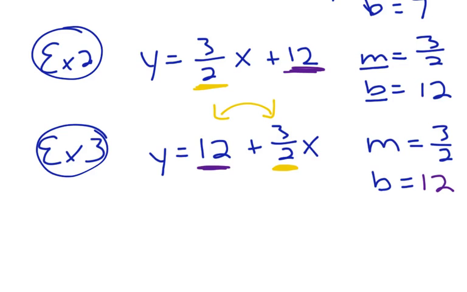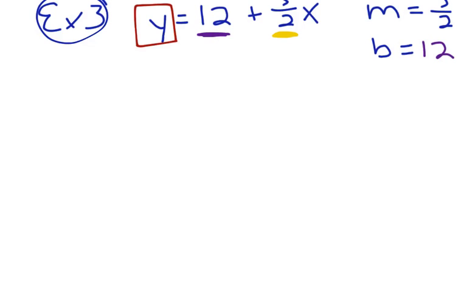Now, the other thing I want to make sure that you understand is slope-intercept form is always a y equals all by itself. If there was a 2 in front of that y, it would not be slope-intercept form because the y is not by itself. All right. Now, let's do example 4.